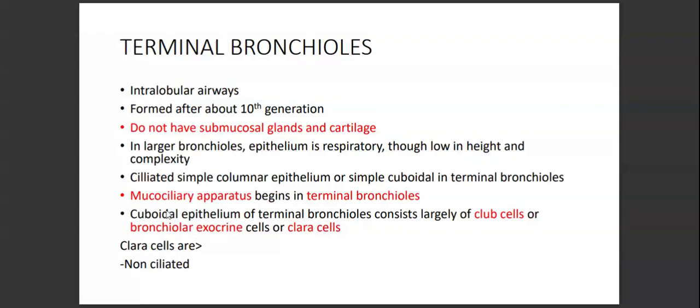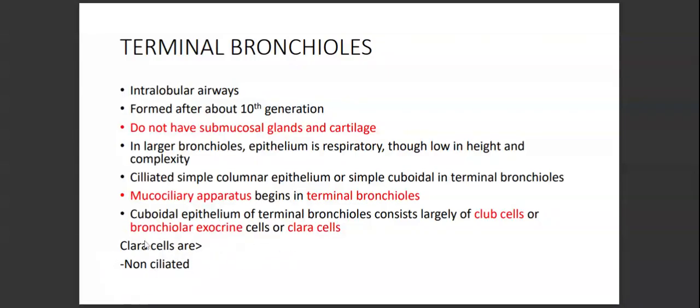So, the cuboid epithelium of terminal bronchioles. You can see the epithelium keeps on changing. The cuboid epithelium of terminal bronchioles consists largely of club cells. These club cells can also be called the bronchiolar exocrine cells, or you can also call them Clara cells. These are very important cells, as we are going to see from their functions. Now we're going to look at these cells in detail.